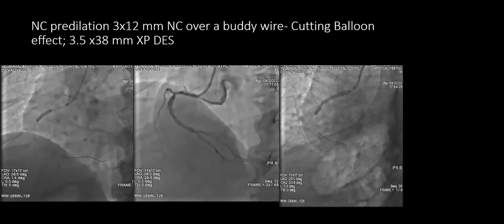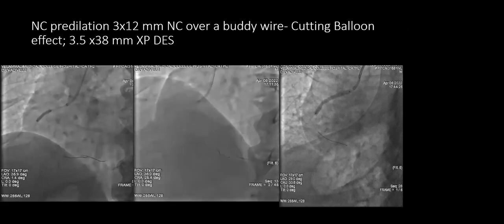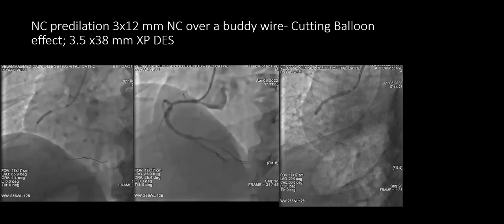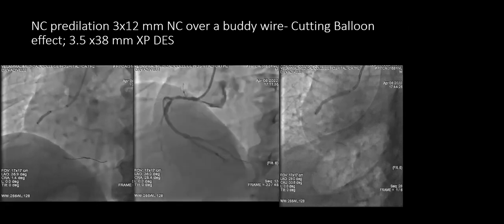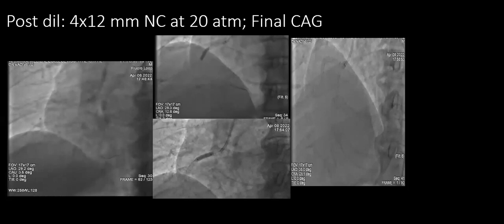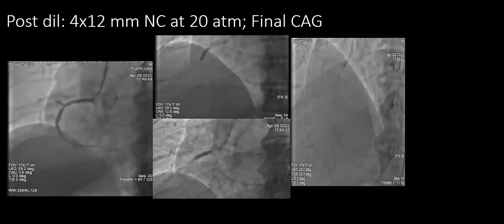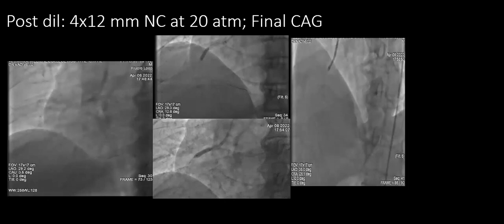So for the right system, over the buddy wire, NC high pressure pre-dilatation itself opened the lesion significantly. And he was stented with a 3.5 x 38 mm DES. And after high pressure post dilatation, you can see there is no waist, and there is a reasonably okay result in the right system.